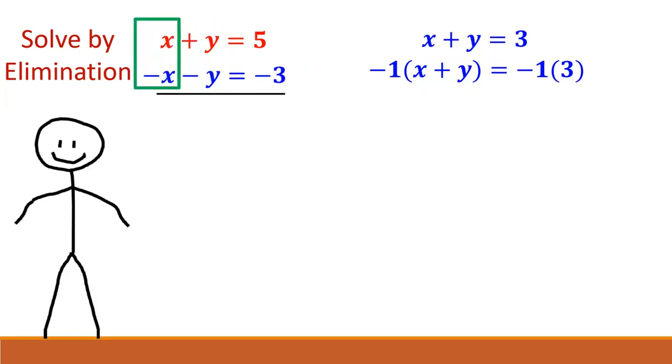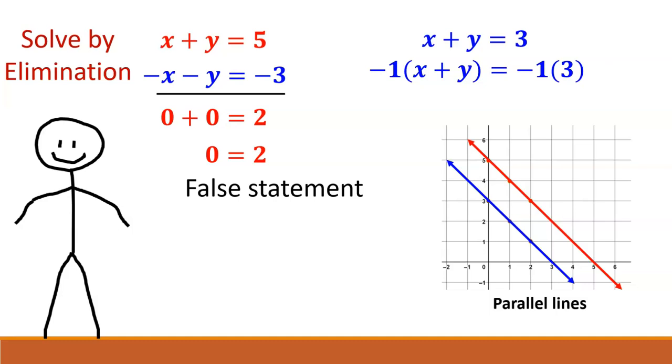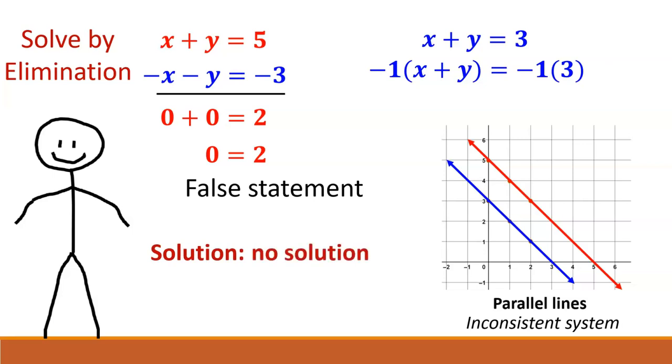But we also are going to eliminate the x's, which means we now have an equation that says 0 plus 0 equals 2, or just 0 equals 2. Well, that's a false statement. 0 does not equal 2, and that's the indicator to us that our equations represent parallel lines. That inconsistent system has no solution. So the key to knowing that you have no solution if you solve by elimination is if all the variables drop out of the equation and you simply have a number statement that's a false statement. In this case, 0 equals 2.